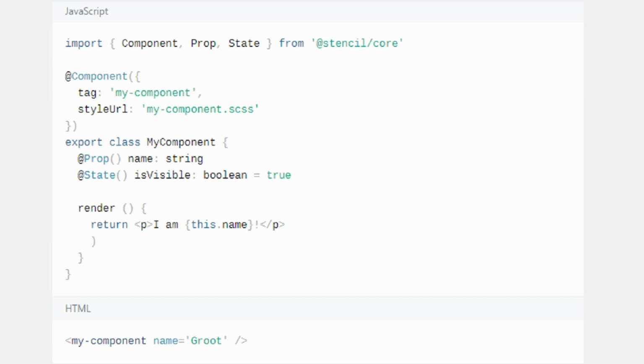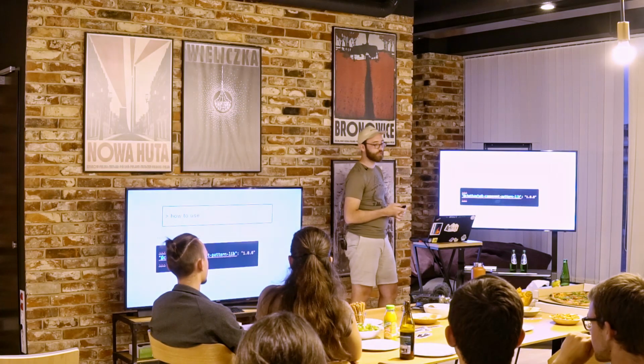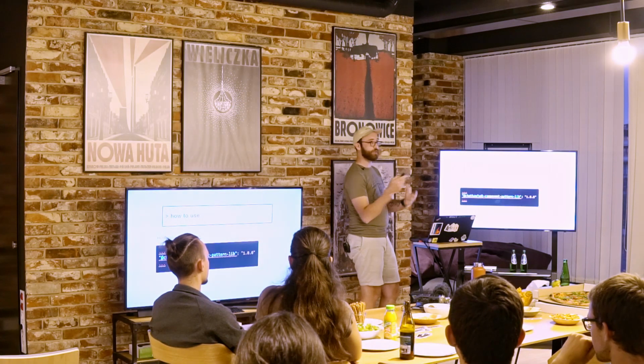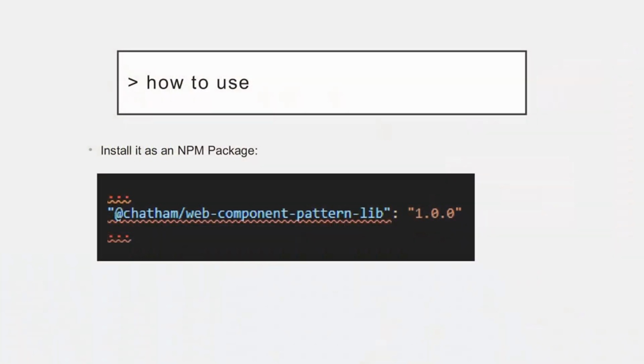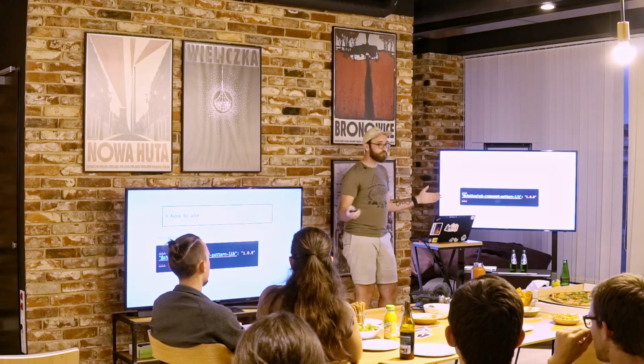So from here on out, if you've now created that Stencil component, all you need to do is build it using the Stencil command line. So after you've built it and you've published it somewhere, maybe to NPM, all you would then need to do is install it as an NPM package. This is one of the possible ways to use it. I'll get to a couple others in a moment. You could install it as an NPM package, and it just works.